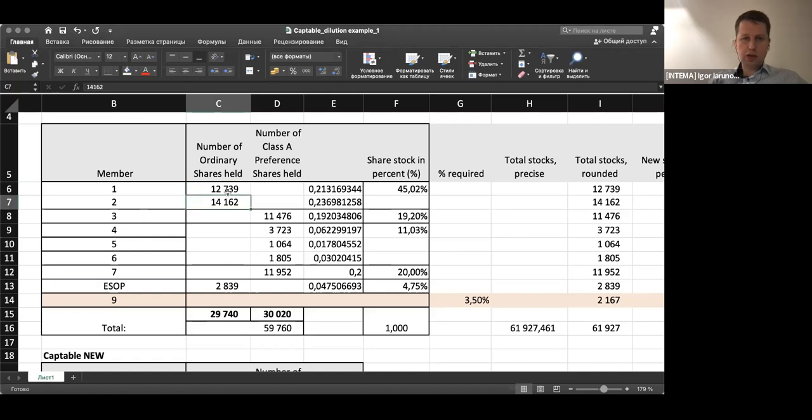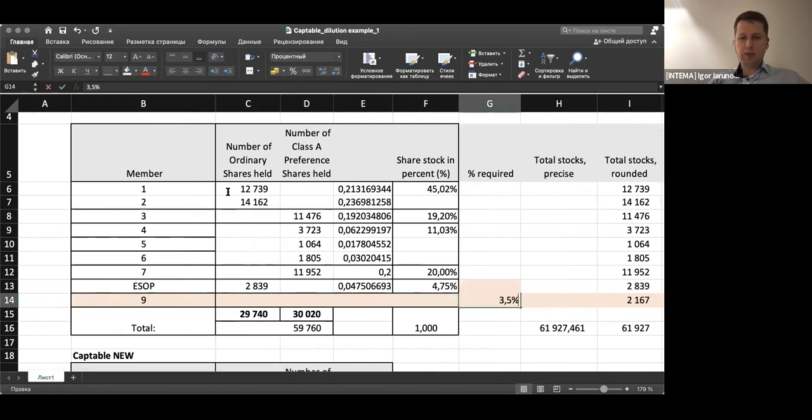Okay, this is the number of ordinary shares held. It's hard numbers. Percentage is calculated by the division of number of shares by the total number. Okay, so new investor number 9 needs to receive 3.5%. The main idea of this calculation is that the old amount of shares, 59,760, is not 100% anymore. It's 100% minus 3.5%. It's 96.5.